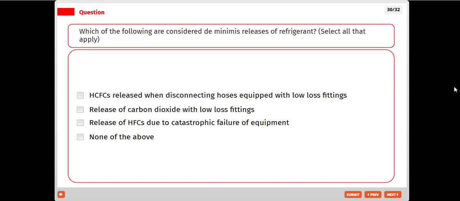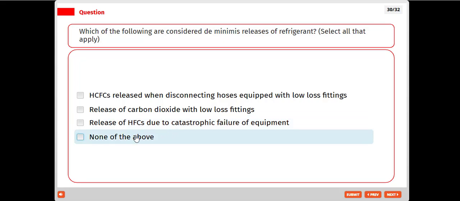Which of the following are considered de minimis release of refrigerant? Select all that apply. HCFC released when disconnecting hose equipment with low-loss fittings. Release of carbon monoxide with low-loss fittings. Release of HFC due to catastrophic failure of equipment.